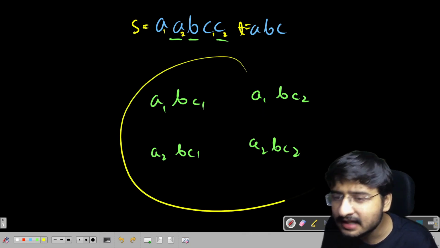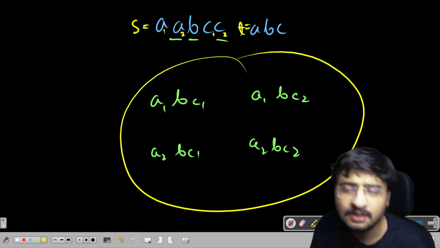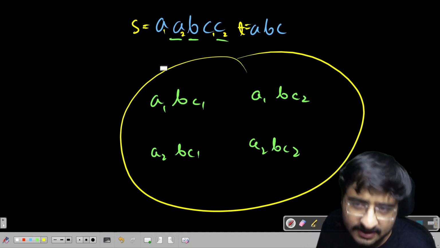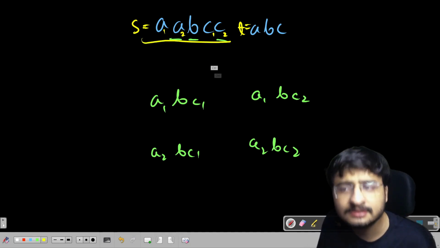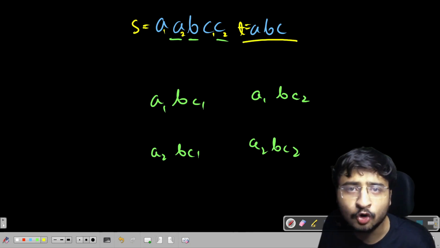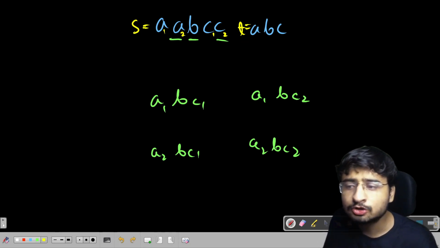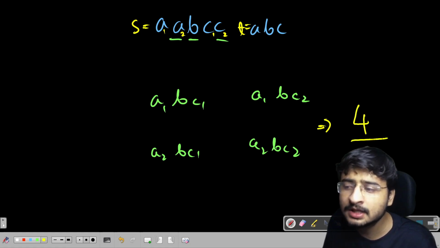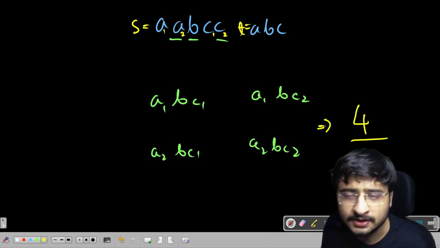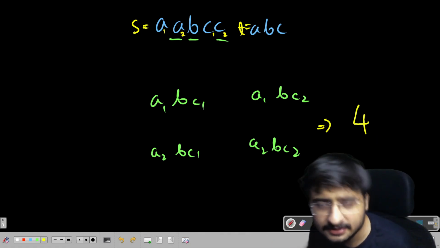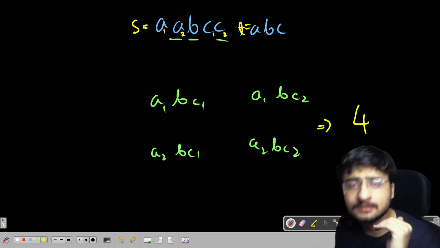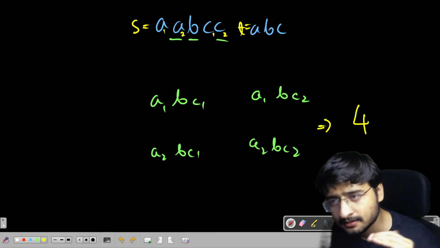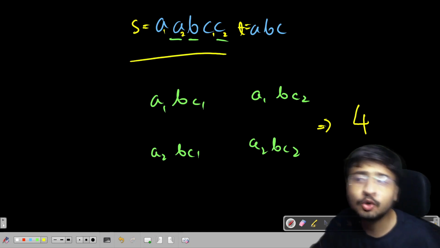So these are the four distinct subsequences we are able to find in this test case when S is equal to this and T is equal to this. I hope this is clear. So the answer for this test case should be 4, the count of these whole things. I hope the problem statement is clear to everybody. You want to find the count of distinct subsequences from string S which are equal to string T.